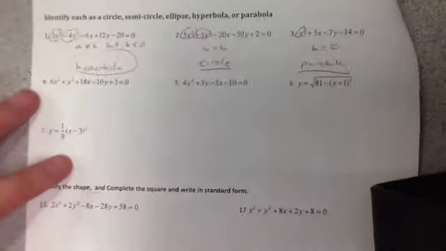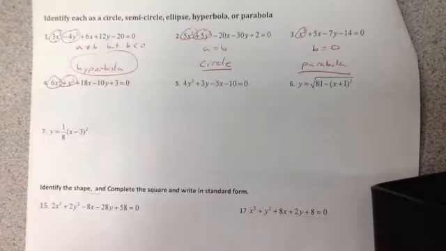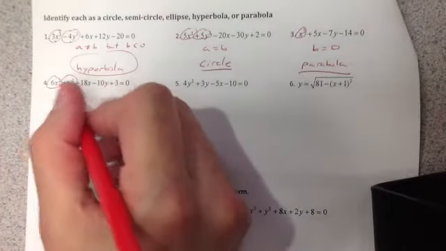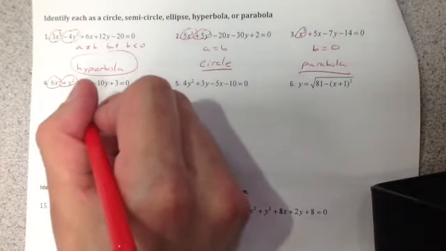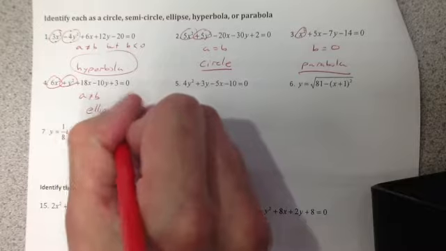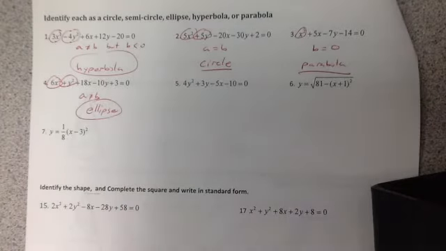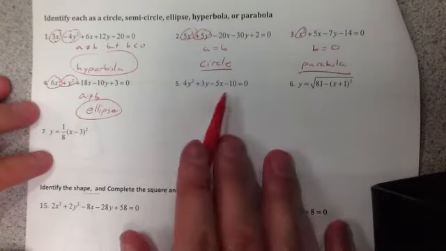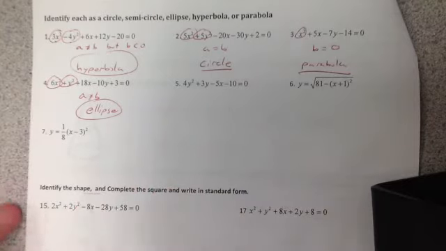Let's take a look here. A, B. I'm looking at only the square terms. They're different numbers, both positive, but they're different. A does not equal B. This is our ellipse. So take a few moments and try 5, 6, and 7. We'll go over those tomorrow in class.